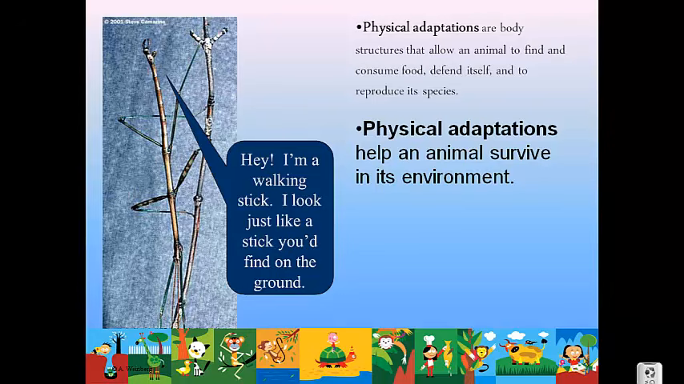For instance, this walking stick here has adapted over long periods of time in nature so that it looks exactly like a twig or a stick, and therefore it's able to stand on twigs and sticks and not be very noticeable to birds. It blends in with its environment, and that keeps birds from noticing it and being able to eat it.